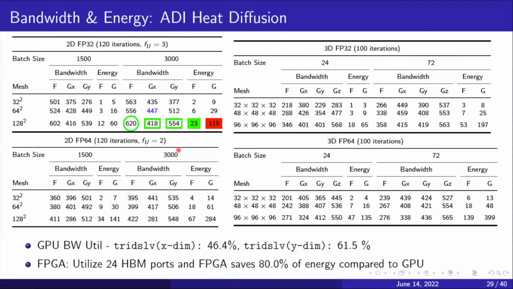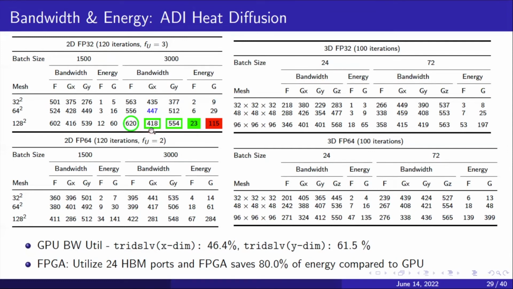Let's compare achieved bandwidth and energy consumption of ADI application on FPGA as well as GPU. Here we note that we report effective bandwidth, and we are going to compare the bandwidths for the largest mesh configuration with the largest batch size. First, we are going to compare the 2D ADI application using single precision. FPGA reaches around 620 gigabytes per second, even though its maximum HBM bandwidth is 460 gigabytes per second. This is because of unrolling and pipelining modules.